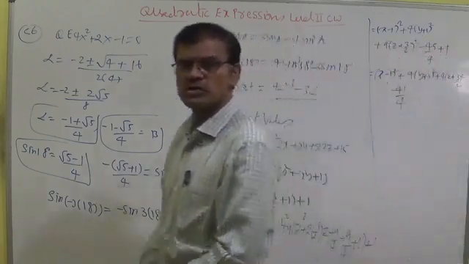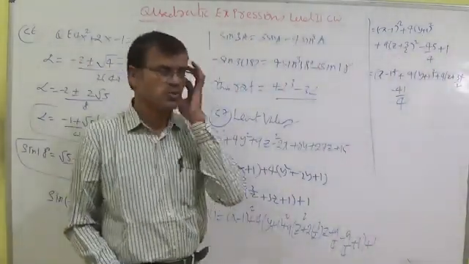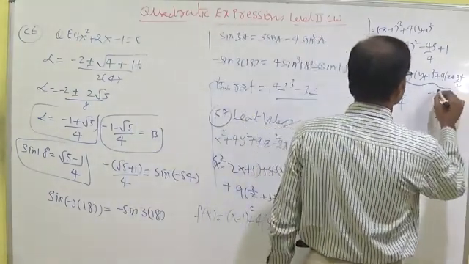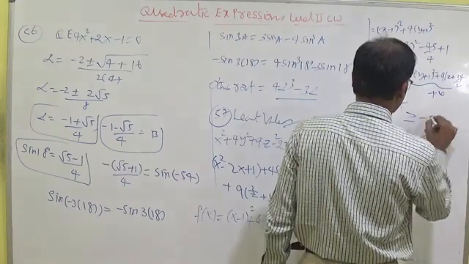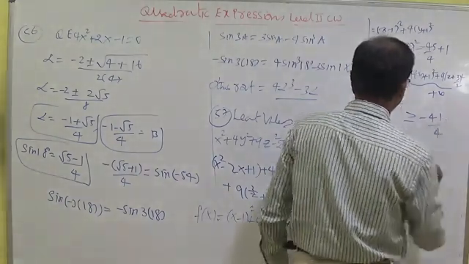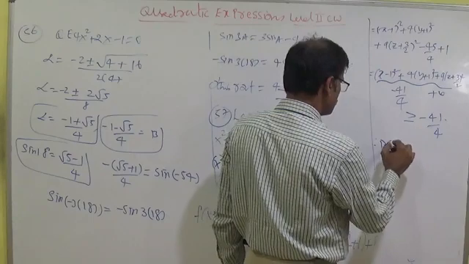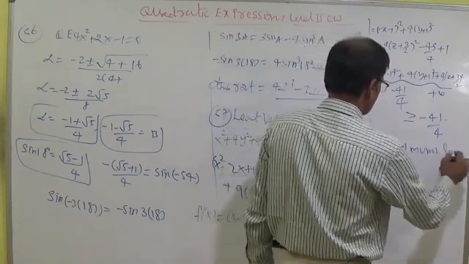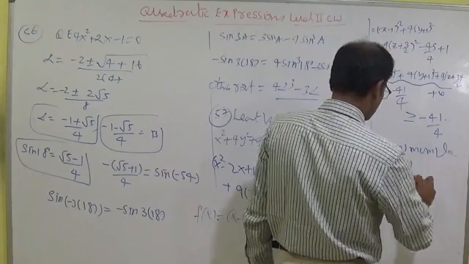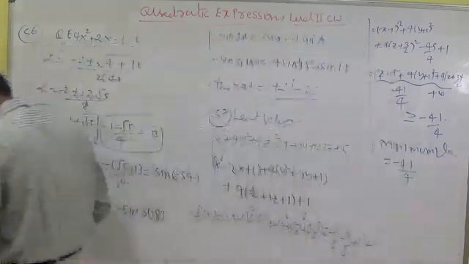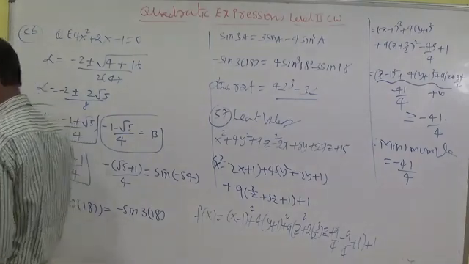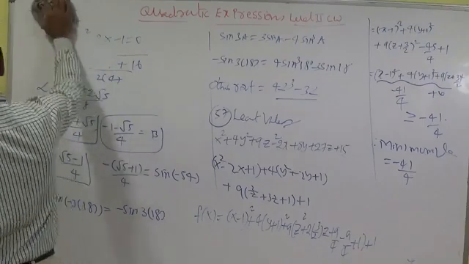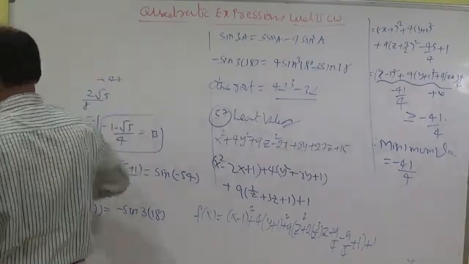Every square is positive, we can understand that the square terms are everything positive. So this is greater than or equal to minus 41 by 4. The minimum value is asked, so the minimum value is equal to minus 41 by 4. Fourth option. Now 57 is completed. 58th question.